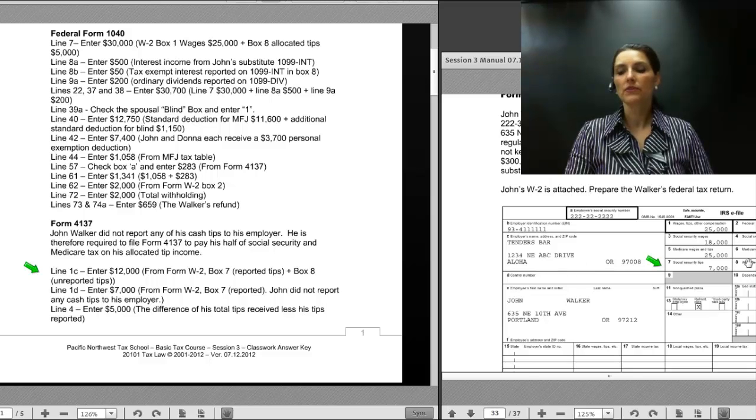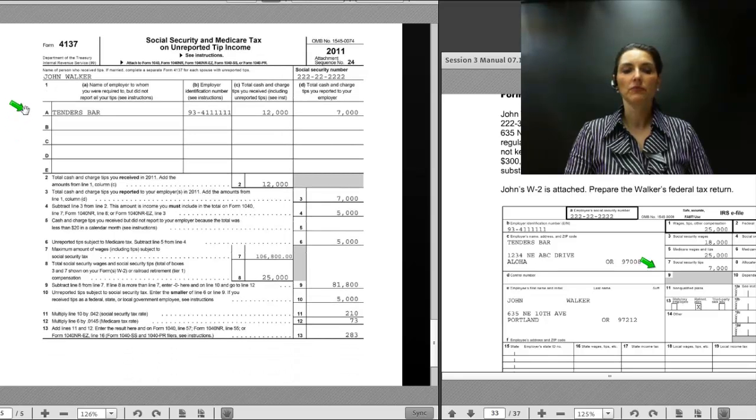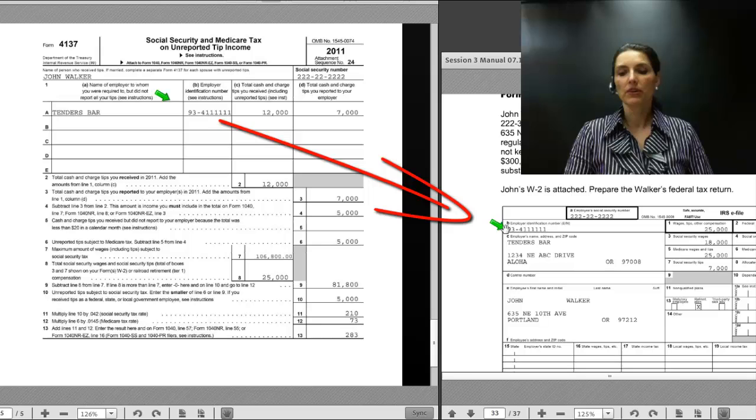And to do that, we start with his allocated tips in Box 8 and add those to the Social Security tips that he received. That's $12,000. So the starting point on Form 4137, we look at line 1, and the description is Tender's Bar and the employer identification number. And we got that from the W-2 showing right here. On line C, we're going to enter that $12,000 of total tips received for the year. And in Box D, we're going to show the amount that was reported to the employer.